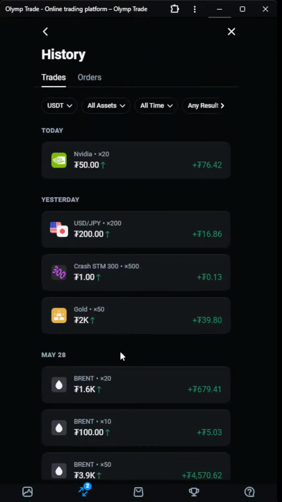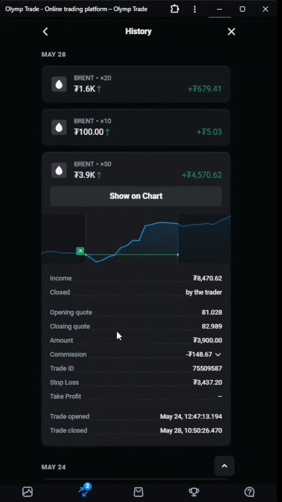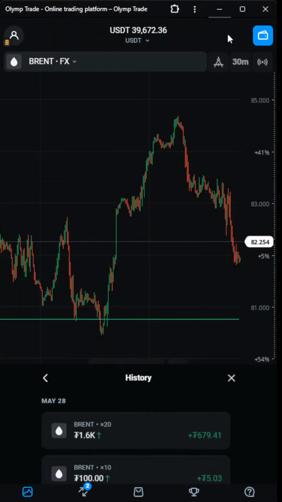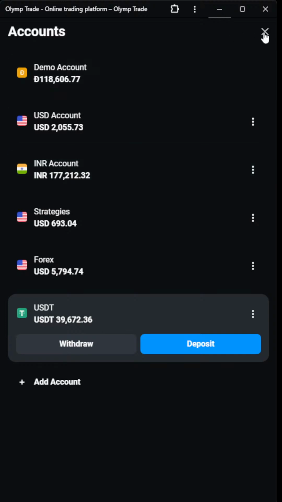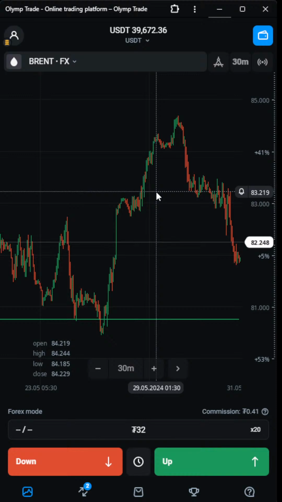So it depends on which clients love taking trades in fixed time trade or forex. So this is what I made: $4,570 I made, $679 I made. Apart from this, $1,119 I made. Not only on this account, but on another sub account of mine I did make profit as well. So yeah, these were very good trading moments.